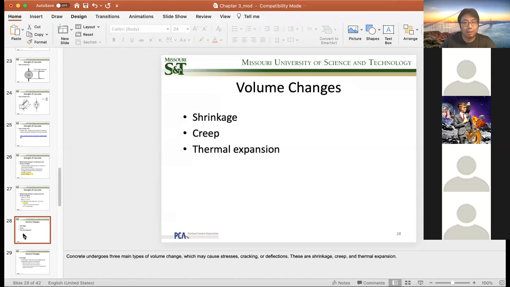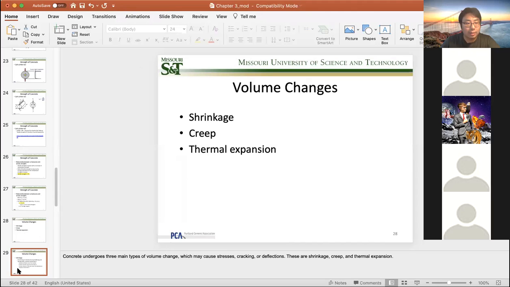There are 3 types of changes in volume for concrete as well. We have shrinkage, we have creep, and we have thermal expansion. I want you to remember that the concrete will shrink with time. If you apply pressure on the concrete for a very long time, it will also have a permanent deformation that is called creep. And if you heat it up, or during the curing process, the heat inside the concrete itself can expand the concrete.